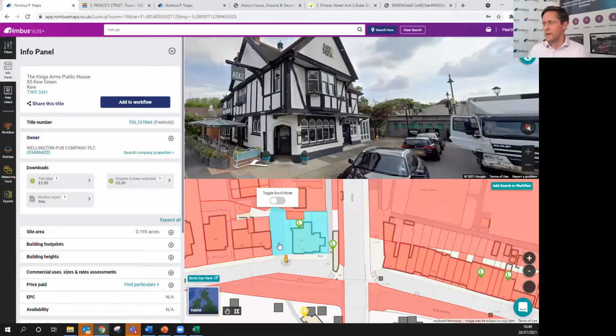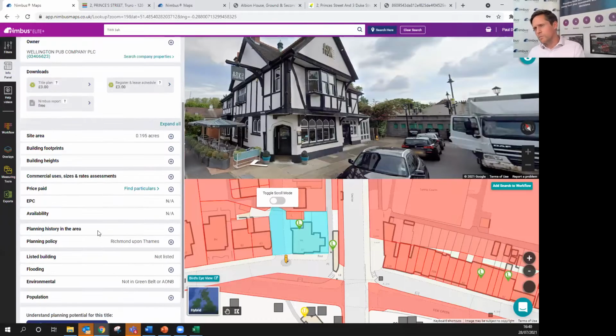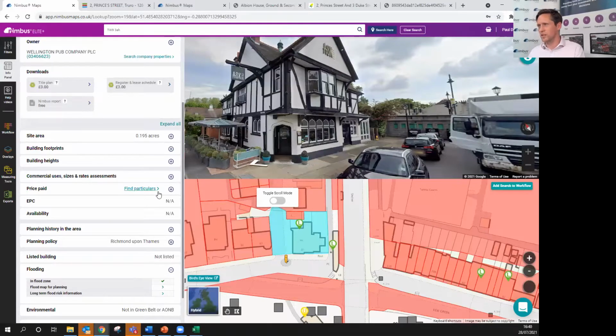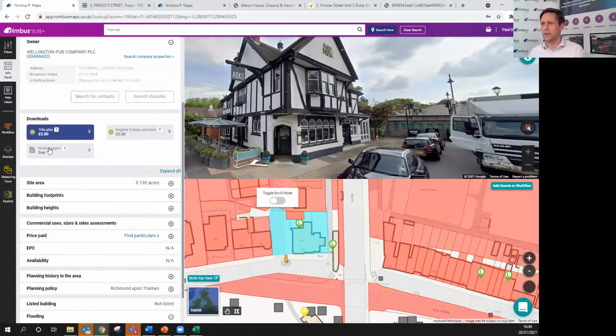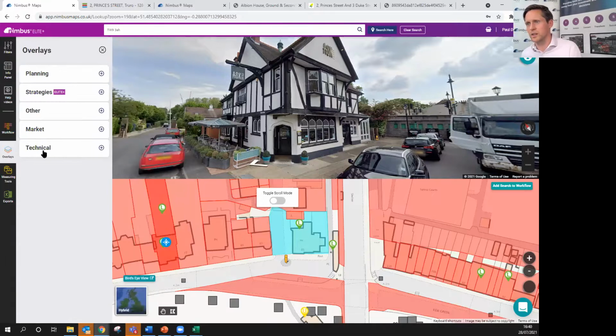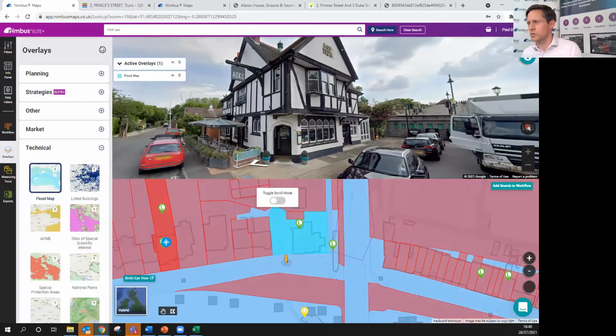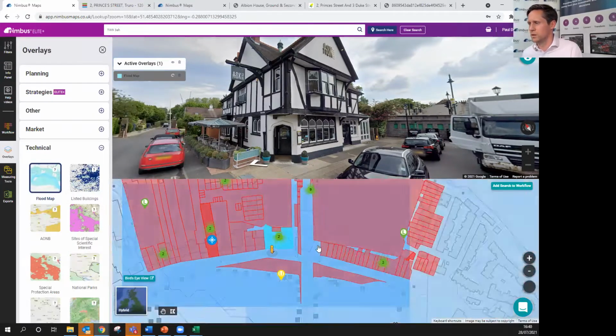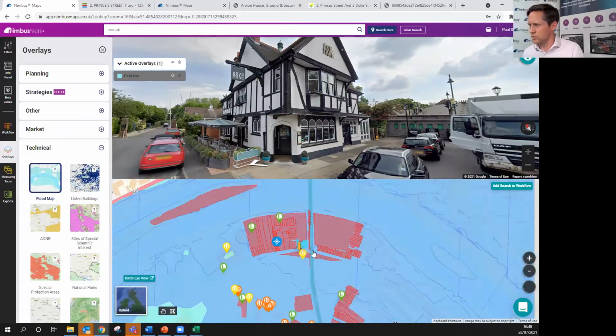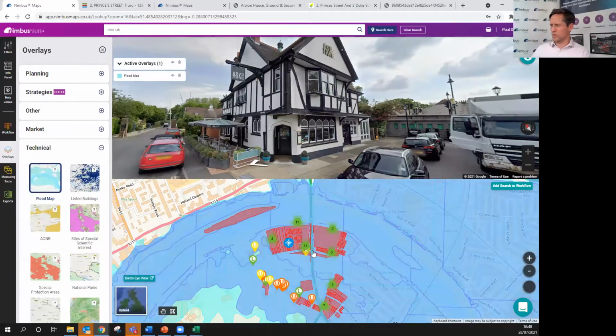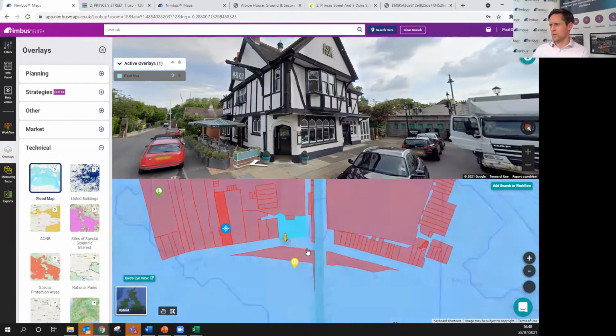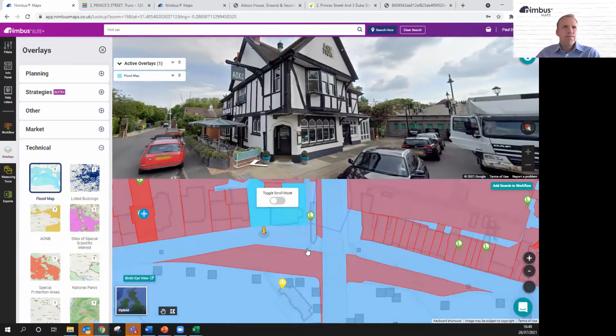Yeah, sure. So it's not listed. There is a flood issue with it. That's the only trouble, isn't it? So that might be a problem. Let's just see where the flooding drops in. It's quite alarming, isn't it? It's all in flood zone 2 and 3, which is slightly alarming, but that doesn't always stop it, does it?